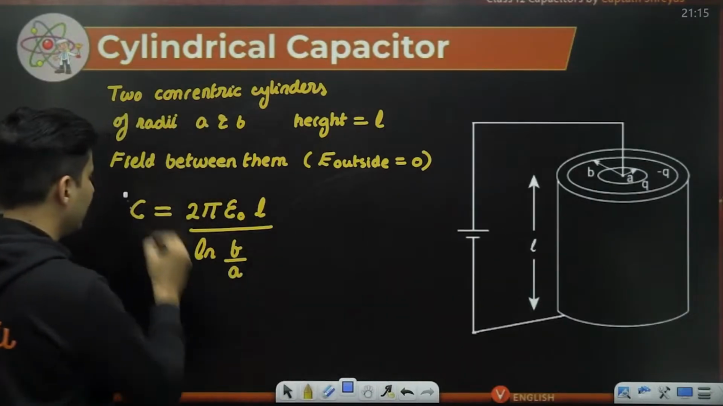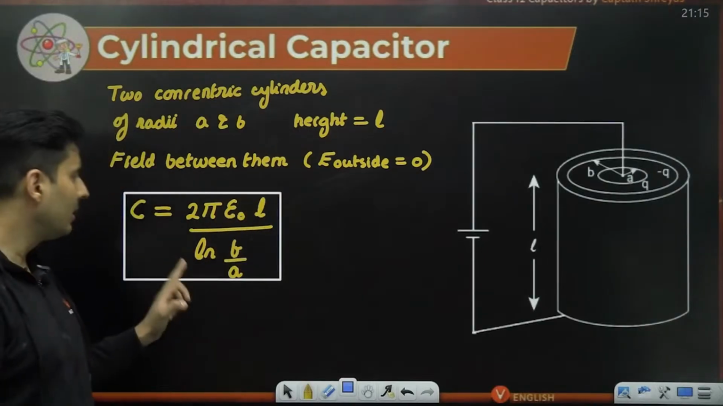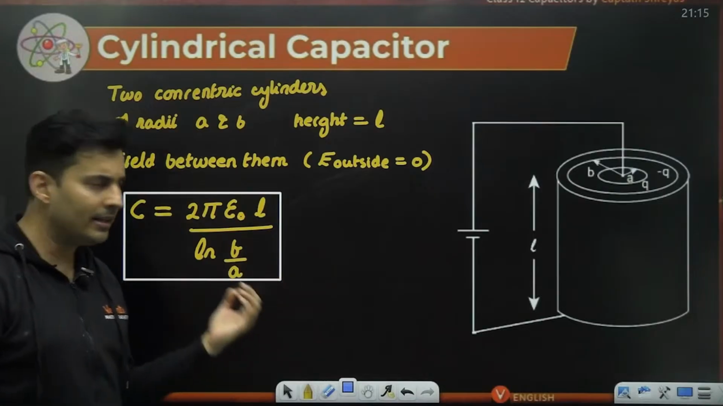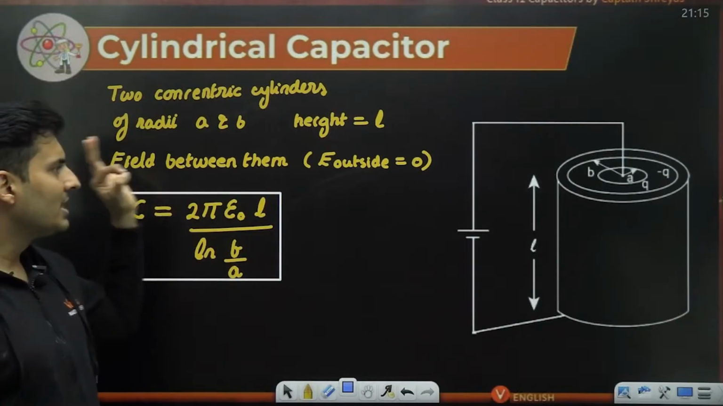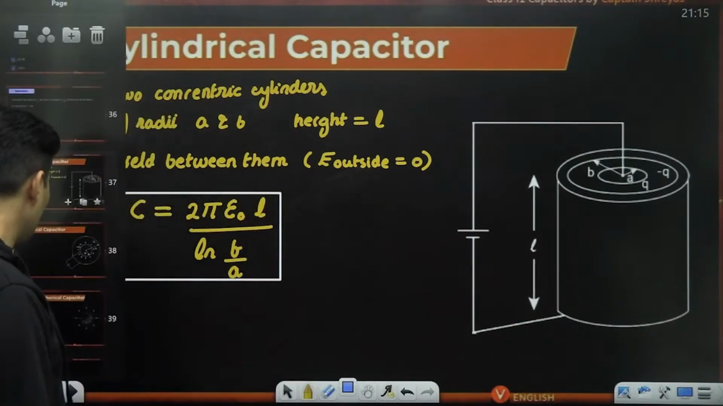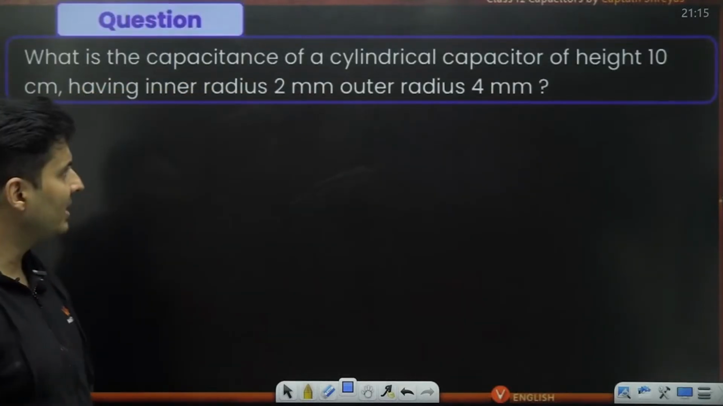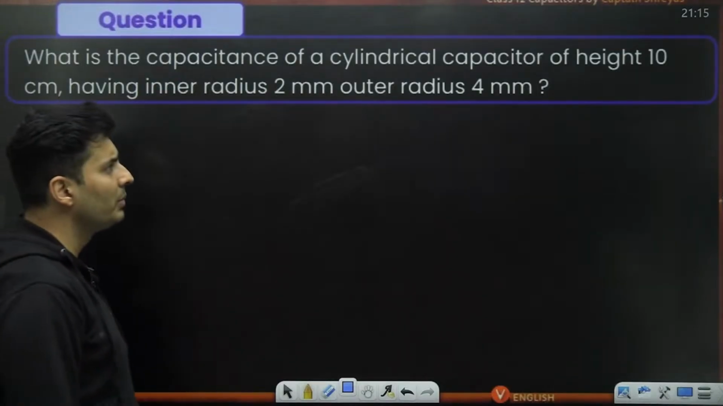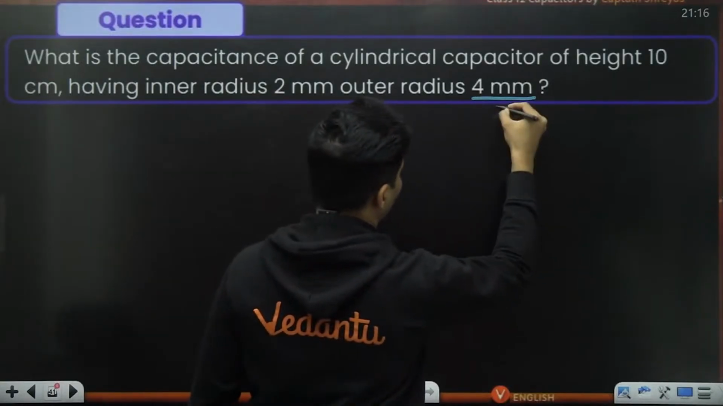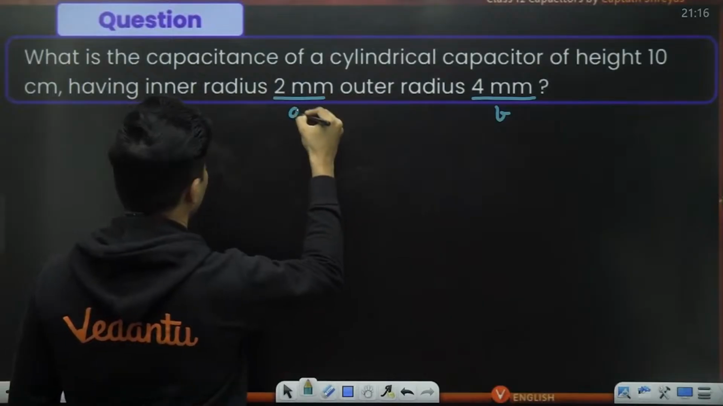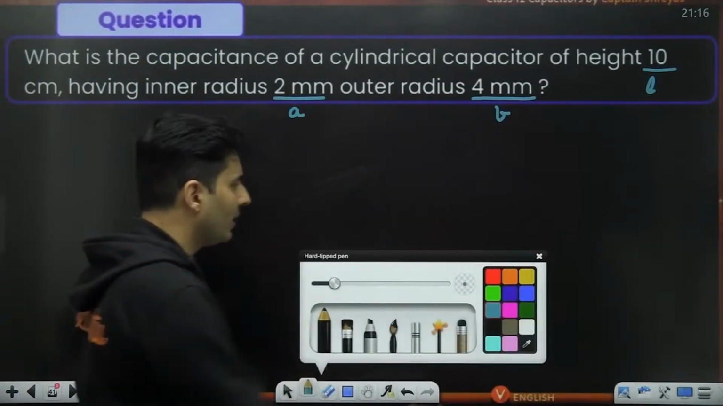This is the capacitance of a cylindrical plate capacitor. 2 pi epsilon naught into height of the cylinder divided by log to the base e, which is ln B by A, bigger radius by the smaller radius. This is the formula for a cylindrical plate capacitor. Just to give you an example on that, I think we have a question like this. What is the capacitance of a cylindrical capacitor of height 10 centimeters having inner radius 2 millimeters, outer radius 4 millimeters? So as you can see very well over here, this is outer radius. So let's say the bigger one is B, the smaller one is A. The height is already given. This is basically L.